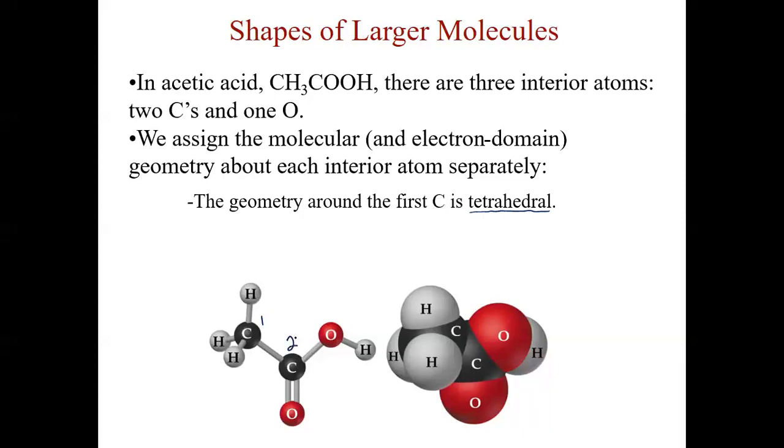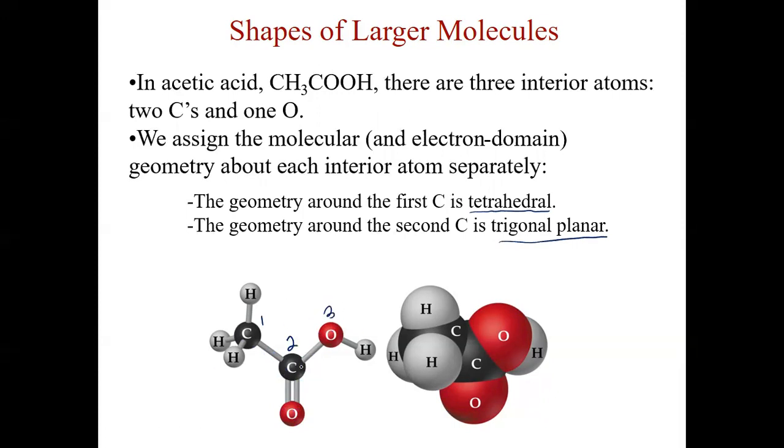And the second carbon is bonded to that first carbon, bonded to the interior oxygen, and double bonded to this exterior oxygen. So that means it has 3 electron domains around it. So the geometry around the second carbon is going to be trigonal planar. And then I'm just going to label this 3 for the interior oxygen, since this is the third one we're talking about.